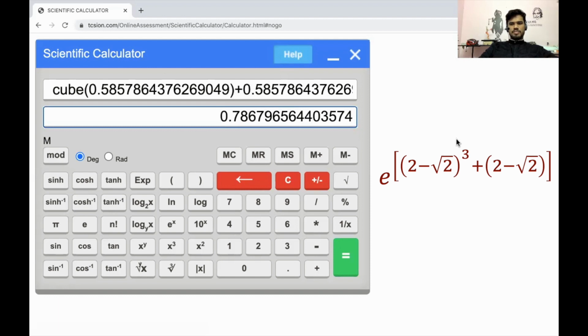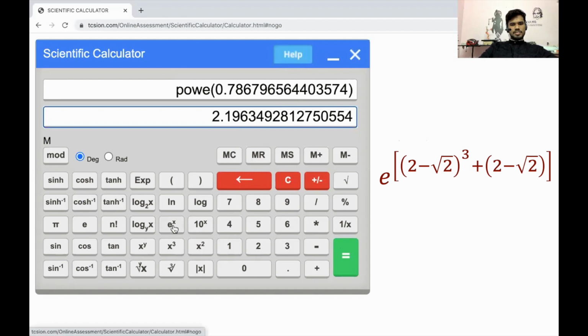Now to do e power this thing, we need this number first and then we do e power x, right? So we already got that number there. Now just do e power of that. E power of that, 2.16. Again, another place where you can see this calculator is actually helping you. These are simple memory operations.